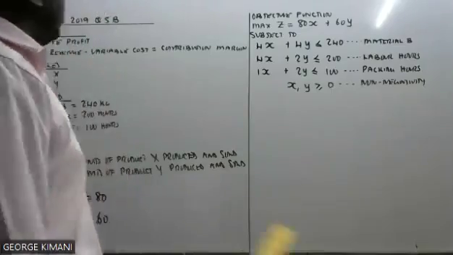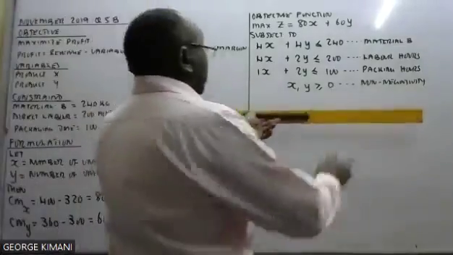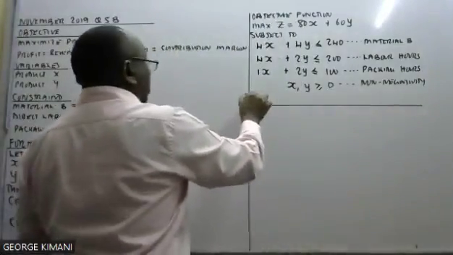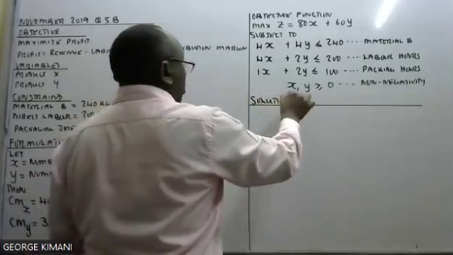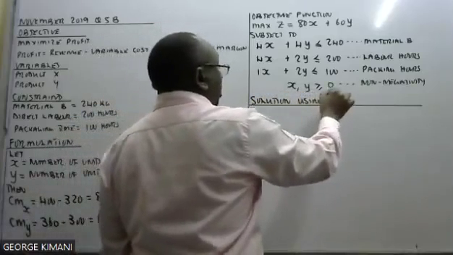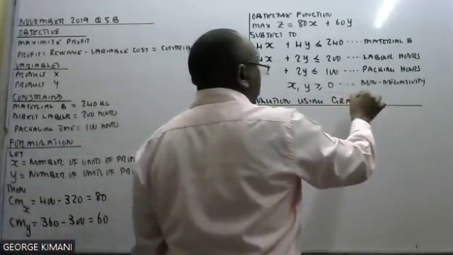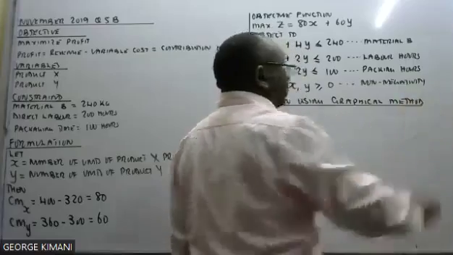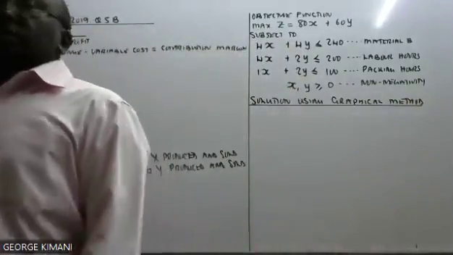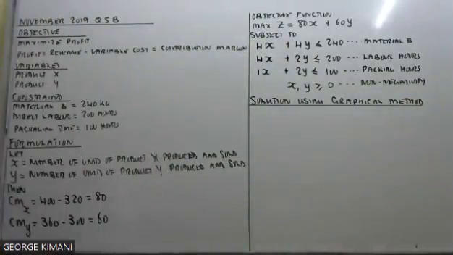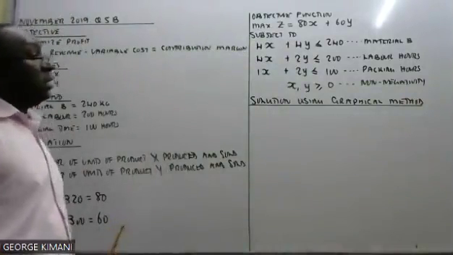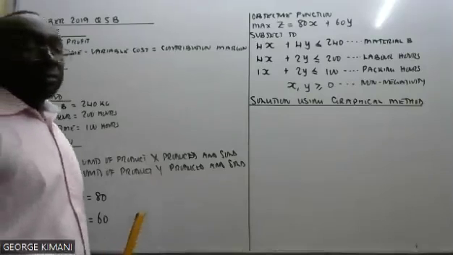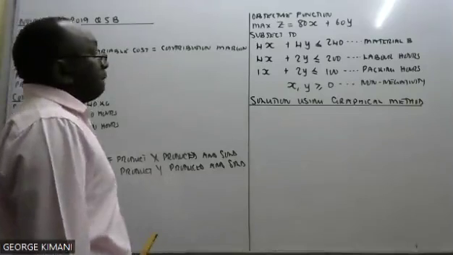Non-negativity. So from there now, we proceed and we say solution using graphical methods. Solution when you're using graphical method.